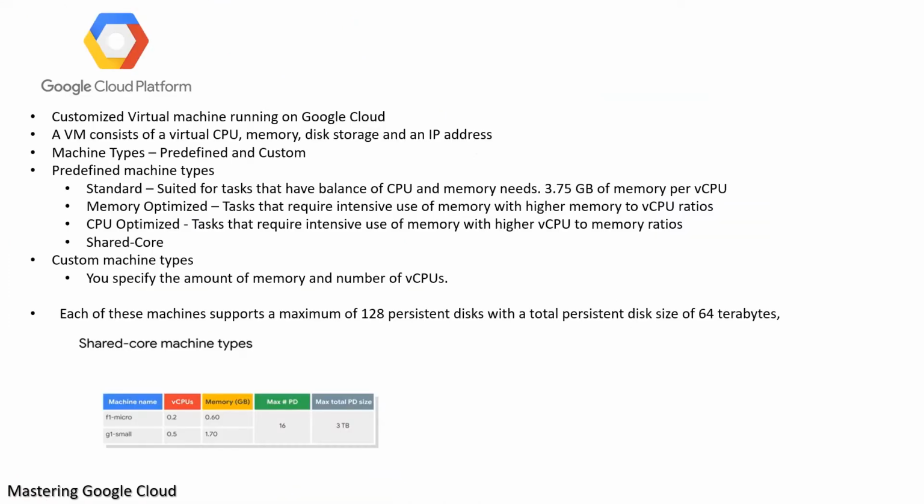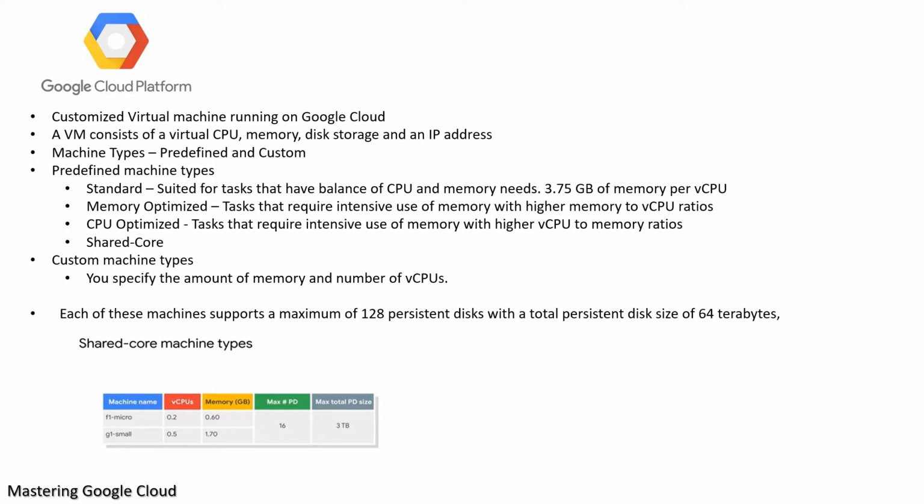Compute Engine. A compute engine is a physical server that runs inside the GCP environment with a number of different configurations. It's a customized virtual machine running on Google Cloud. It consists of virtual CPU, memory, disk storage, and IP address. There are two types of machines, predefined machines and custom machines. Both allow you to pick your own CPU and memory for your work.